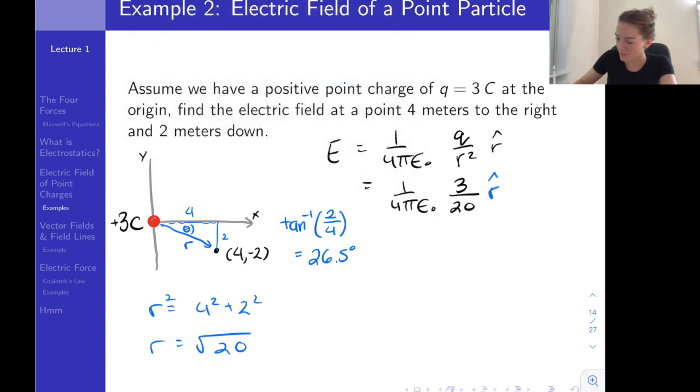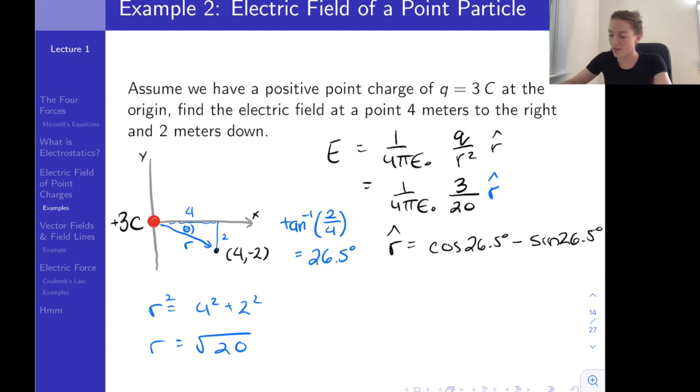So r hat is going to be equal, since it's a unit vector, the magnitude is 1. So the x component is cosine 26.5 degrees. And then our y component is in the negative y direction, right, because it's down. So then we have minus sine of 26.5 degrees. And that's our r hat vector. So then we just take this and plug that in right there.